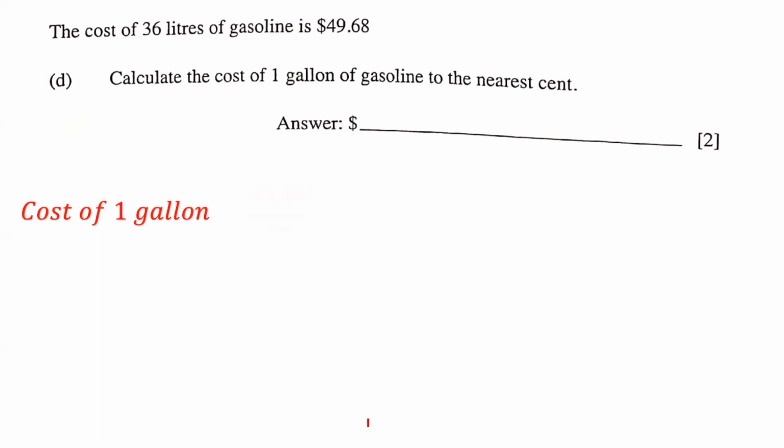And so we know the cost of 1 gallon of gasoline, we have to divide. And so we have to take $49.68 and divide it by 36. And with that, we get 1.38. And so $1.38 is for 1 gallon of gasoline.